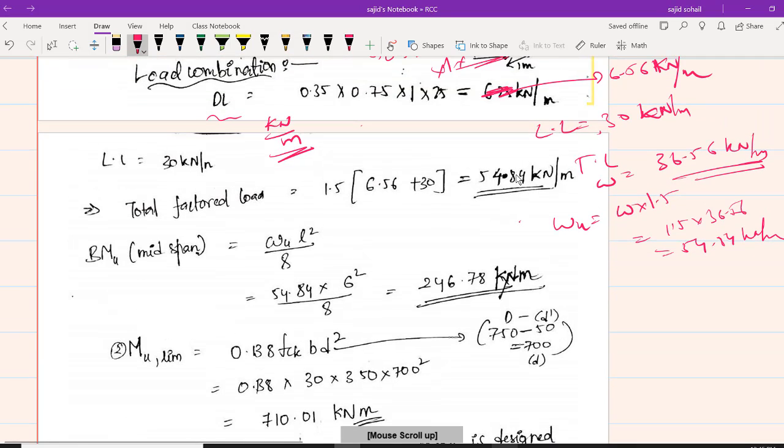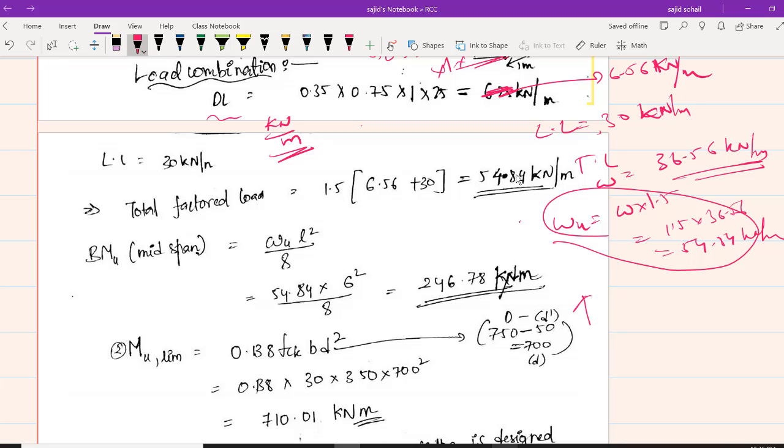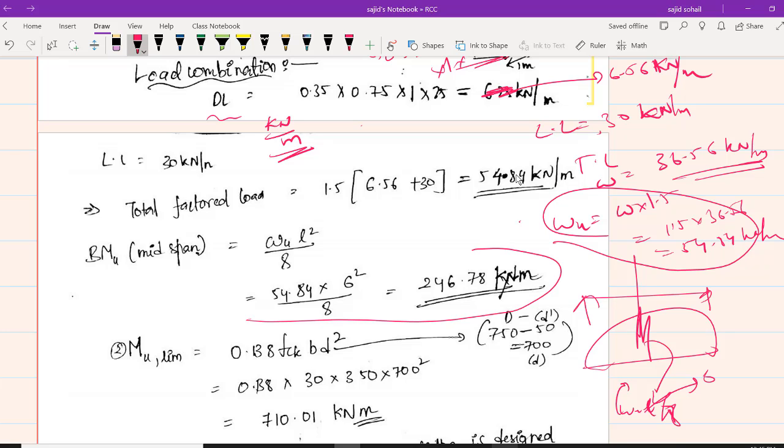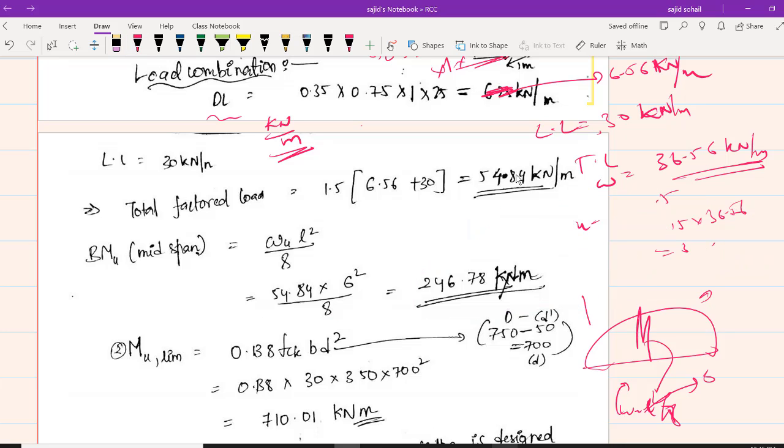Yeah. So once you got your ultimate load, what you have to do? Calculate the ultimate bending moment. It is a simply supported beam. How much is the ultimate bending moment? At the center, it will be WU L square by 8. So WU is 54.84, whatever you got, into L, which is 6 meters, divided by 8, right? You just substitute, and you will get your ultimate bending moment, which is 246.78 kilonewton meter. First step is complete, right? In our 5 step process, the first step is complete, only 4 steps are remaining.